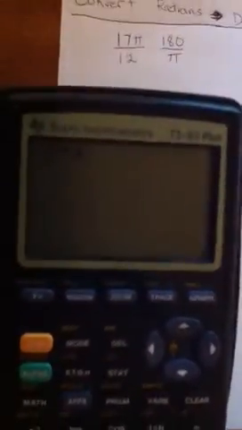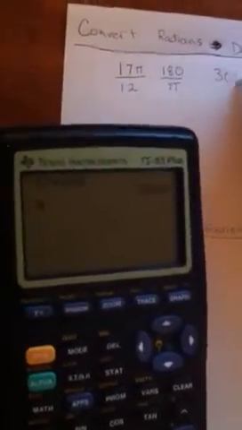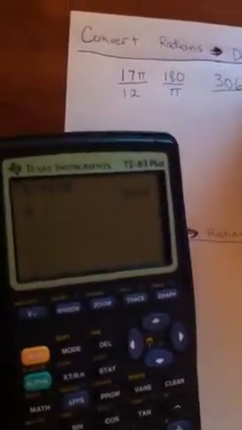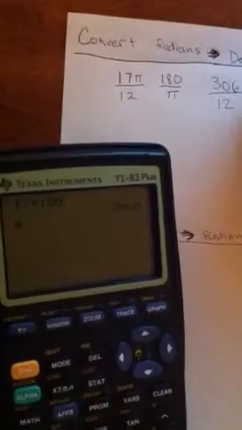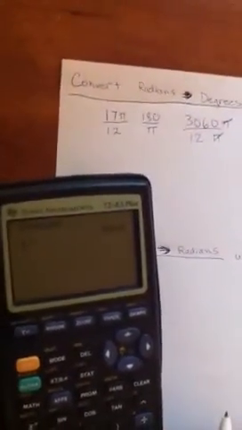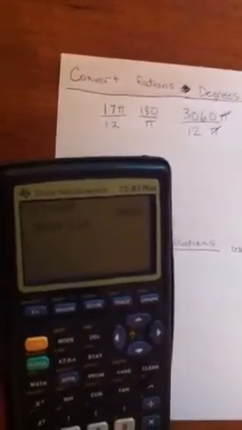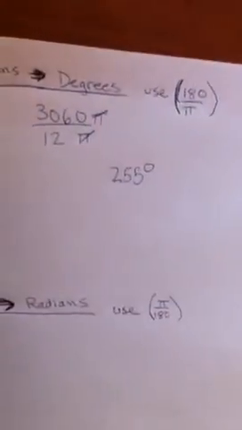You multiply across, and you would get 17 times 180. You get 3060 over 12. They both have a pi, so it cancels out. So you do 3060 divided by 12, and you have 255 as your degree.